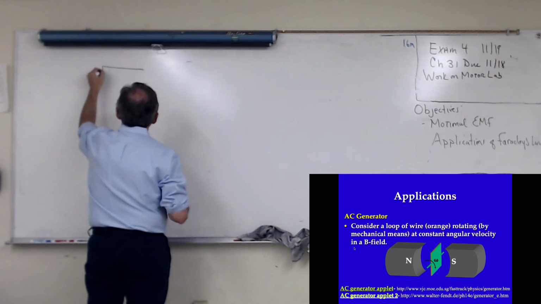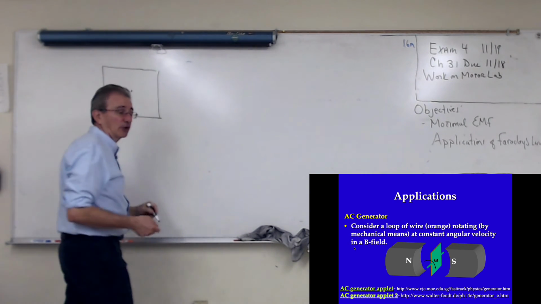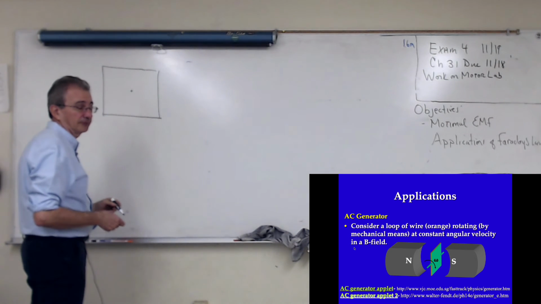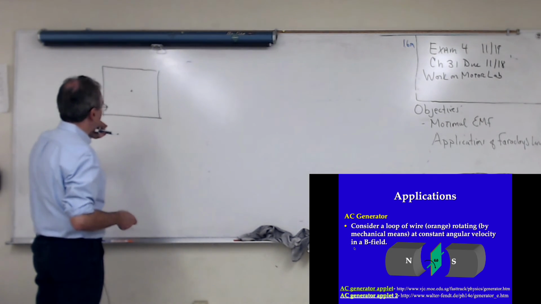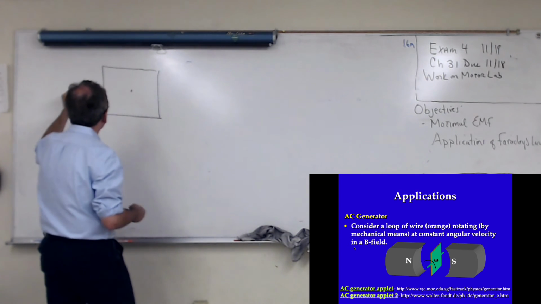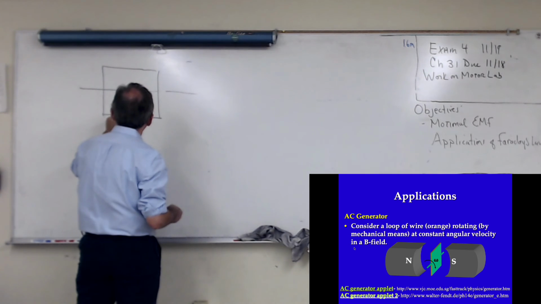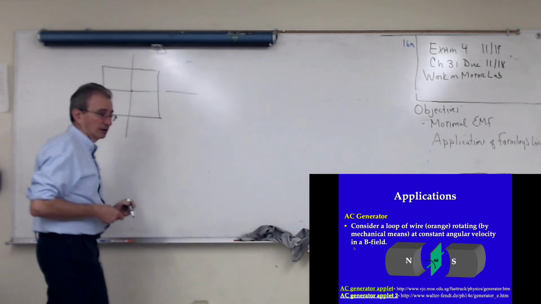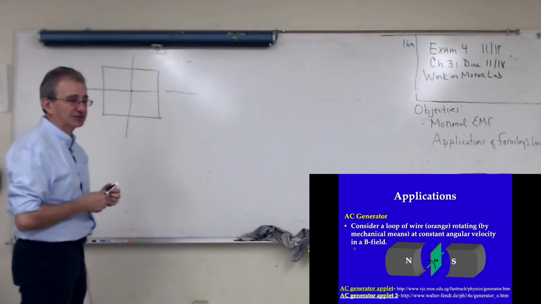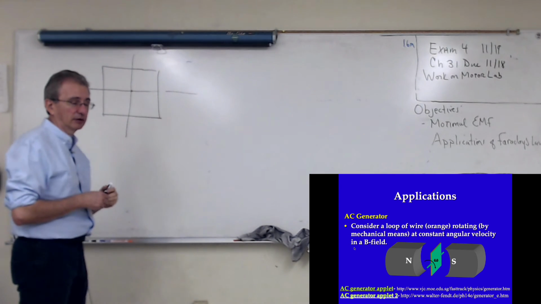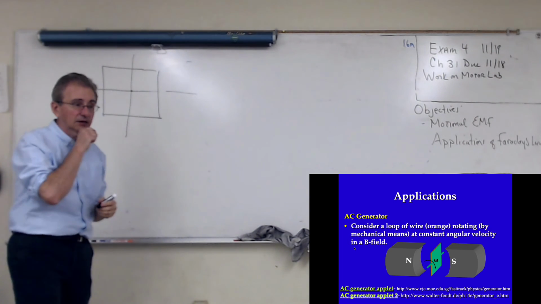So whatever the area of the loop is, let's say we have a uniform magnetic field, and we rotate the loop of wire either about this axis or this axis. Okay? And let's say the magnetic field's in or out of the board. What happens?